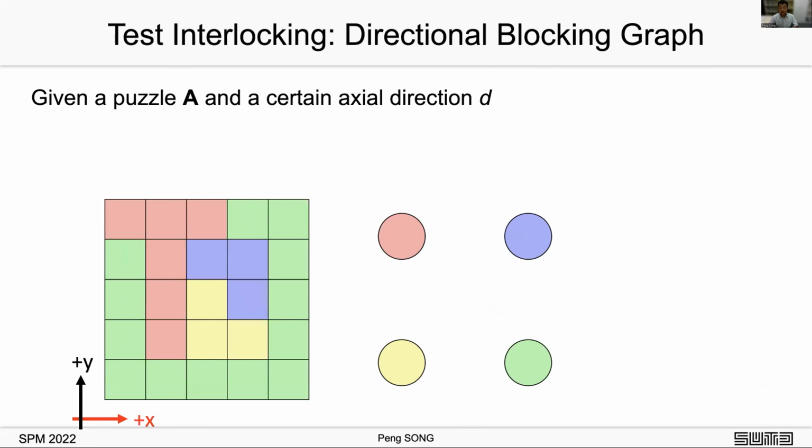Next, I'm going to illustrate our graph-based approach to test interlocking on this simple 2D example. If a puzzle assembly is interlocking, all parts and part groups should not be able to translate along any direction except the key. Let us first consider the part translational motion along the positive x direction.